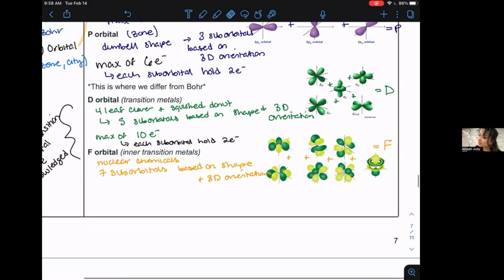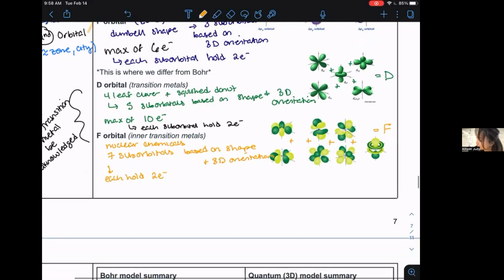So if you have 7 suborbitals, each holds what? So what is our max amount of electrons? Carlos, what's our max amount of electrons? Yes, 14 electrons. You max out at 14.